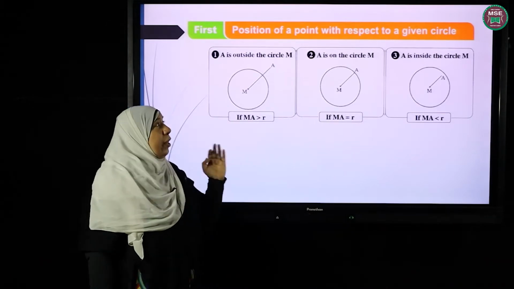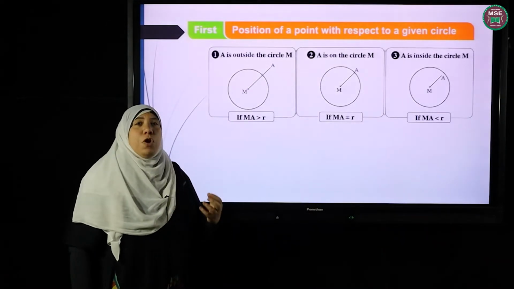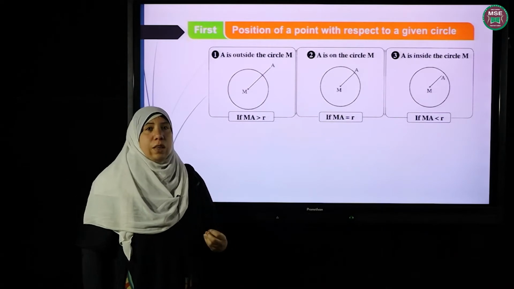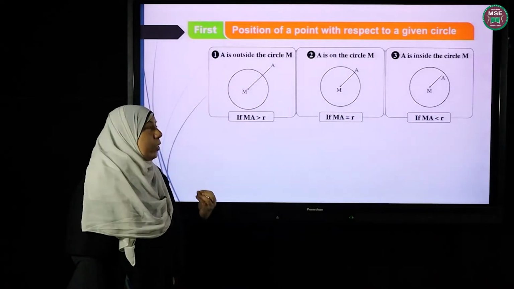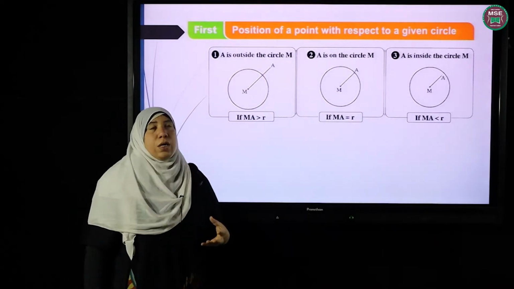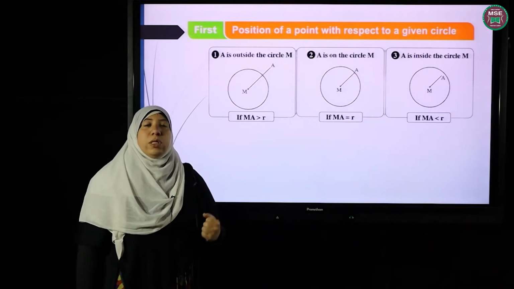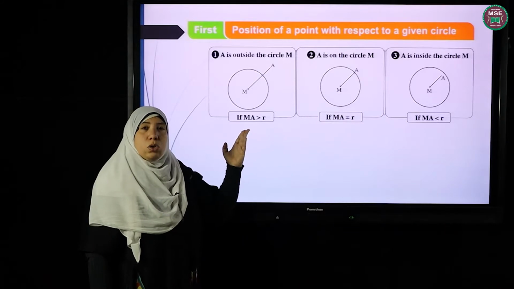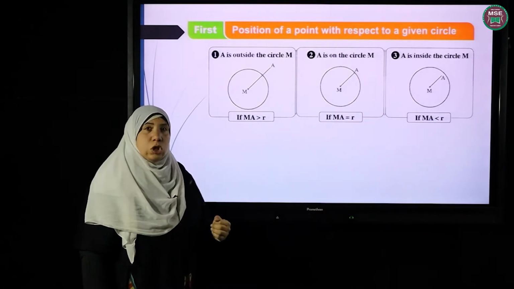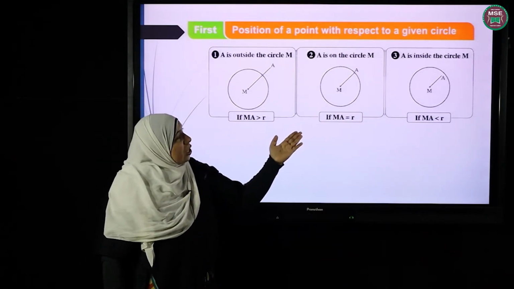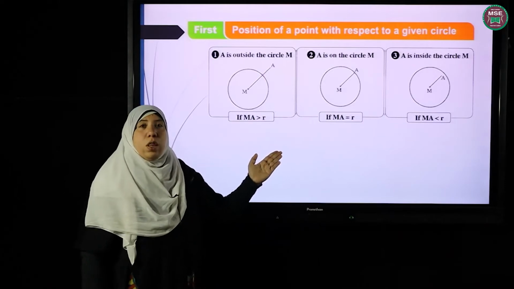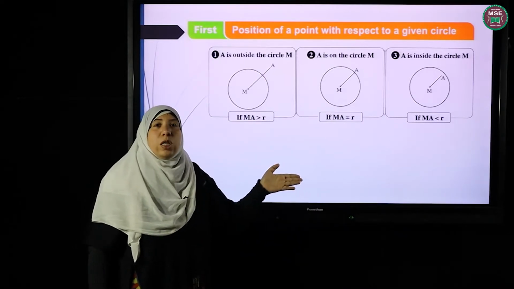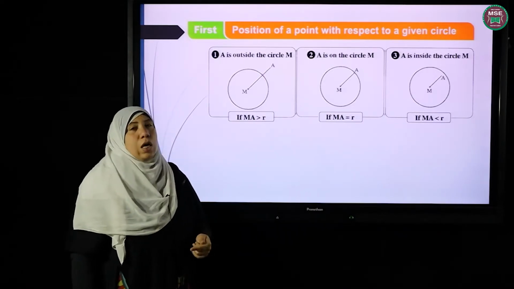So the position of the point is defined by the distance from the center to the point and the radius length. If the distance is greater than R, this point is outside the circle. If the distance is equal to R, it's on the circle. If the distance is smaller than R, it's inside the circle.